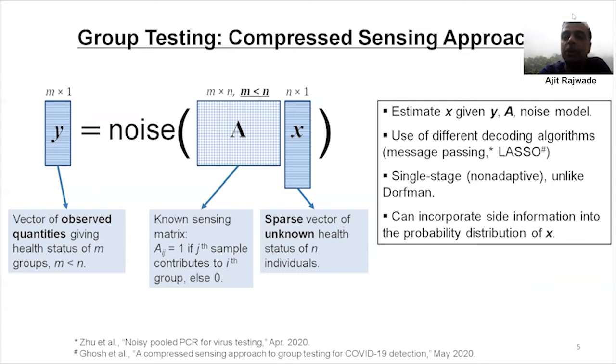The advantage of compressed sensing approaches for group testing is that side information can be very easily incorporated into the probability distribution of X. This side information can take the form of family structures or contact tracing information.